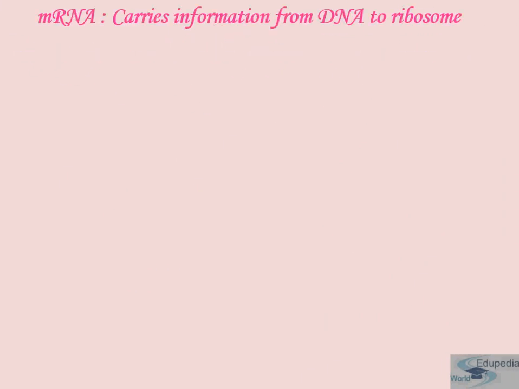There are three types of RNA. One is mRNA. mRNA means messenger RNA. M is for messenger. It carries information from DNA to ribosome that we will discuss in our later classes. The other characteristic is that it decides sequences of amino acids, which are the construction guys of protein. Or you can say they are the monomers of protein.